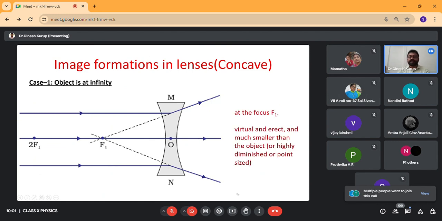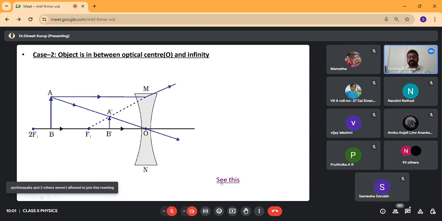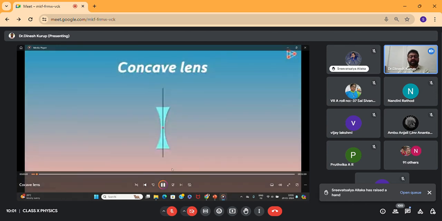In the case of concave lenses, when the object is at infinity, the image will be formed at focus. Between optic center and infinity, the image will be between F and O.